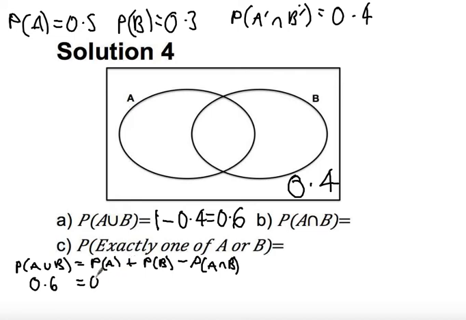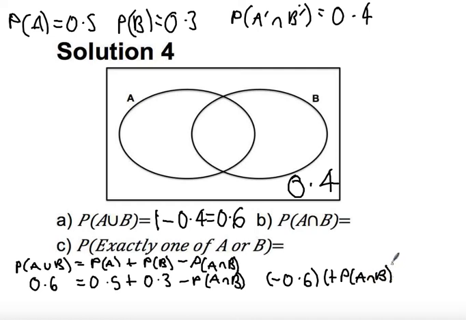A and B, so A is 0.5, B is 0.3. I don't know what the probability of A intersect B is. What we're going to do is rearrange this equation. So I'm going to subtract 0.6 from both sides. I'm going to add the probability of A intersect B to both sides, so that I end up with the probability of A intersect B equals 0.8 minus 0.6, which is 0.2.